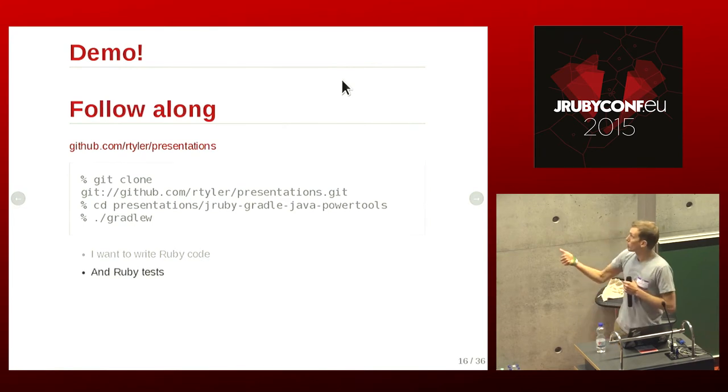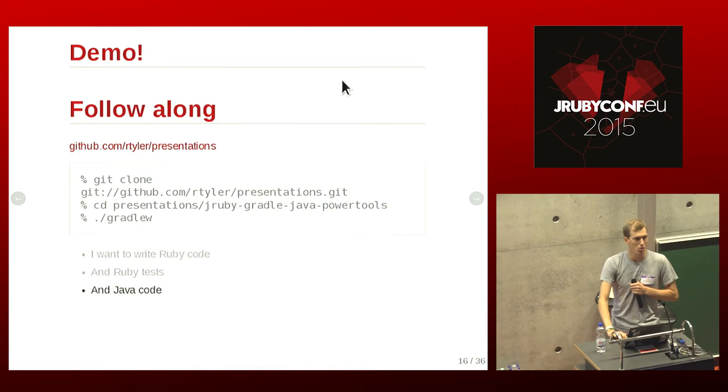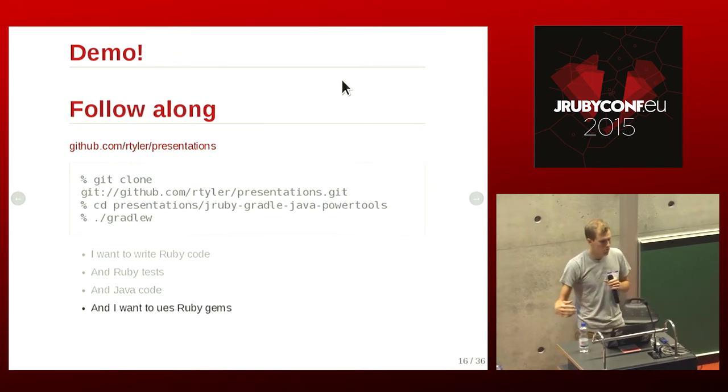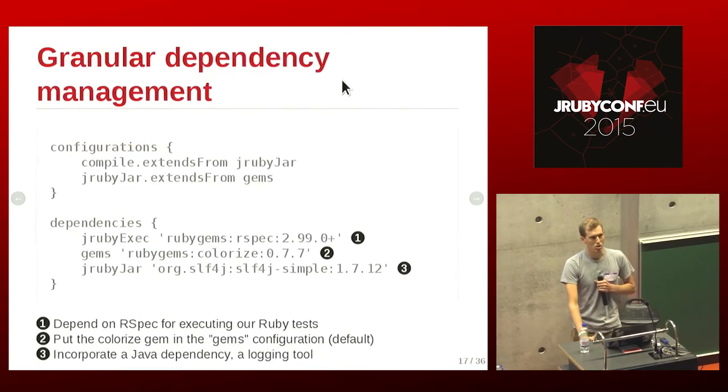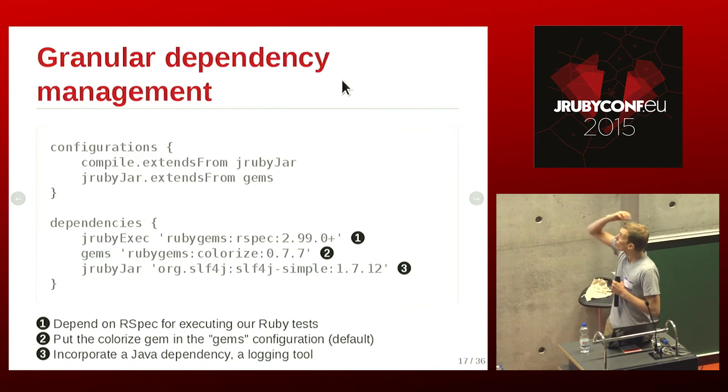So I want to write some Ruby code. This is what this demo is about. And I want to write Ruby tests, and I want to write Java code, and I want to use Ruby gems, and I want to use Java jars. And I want to do all of this without burning out and being angry and needing to go have a drink. And so JRuby Gradle is going to help us do that.